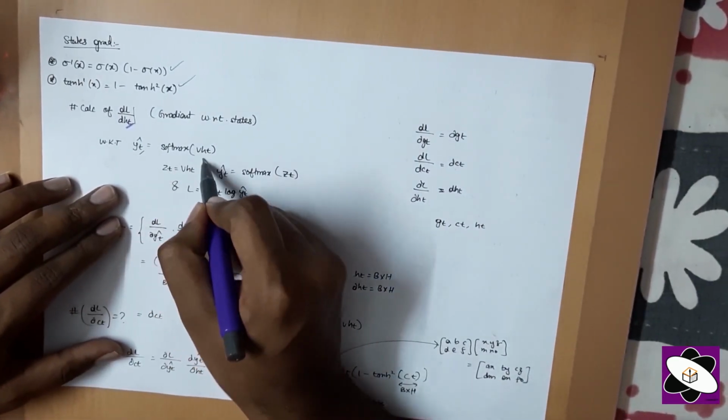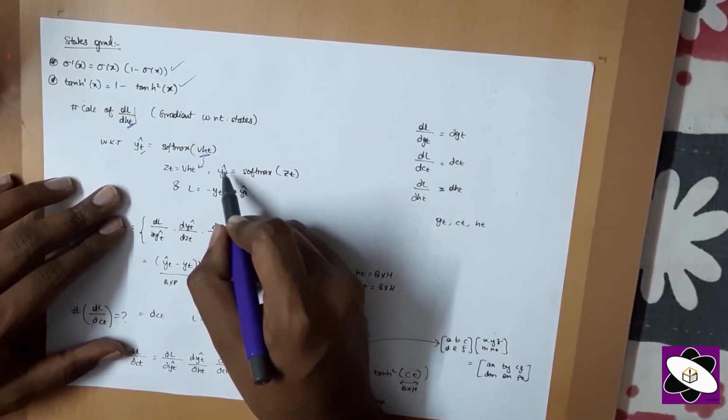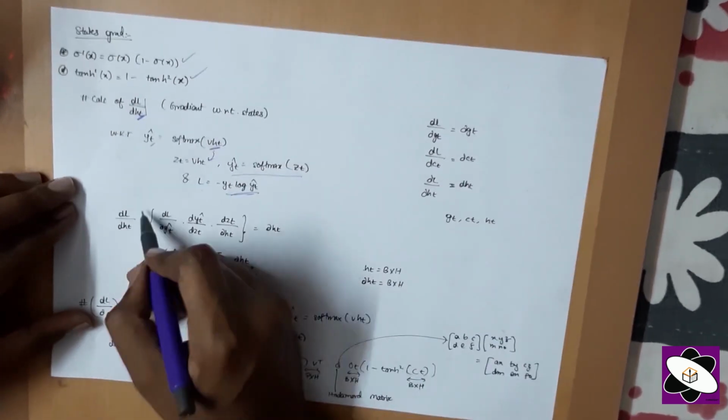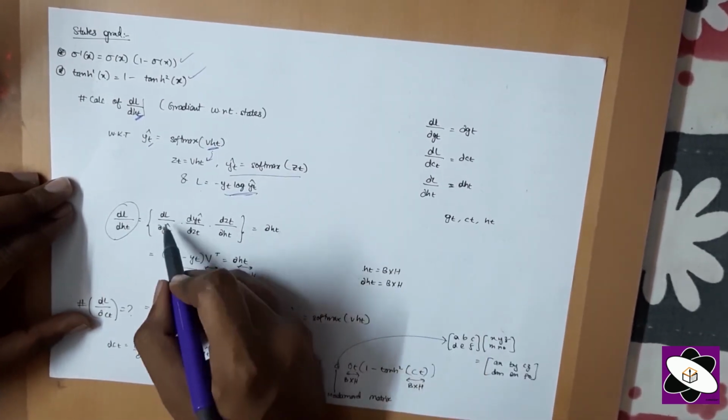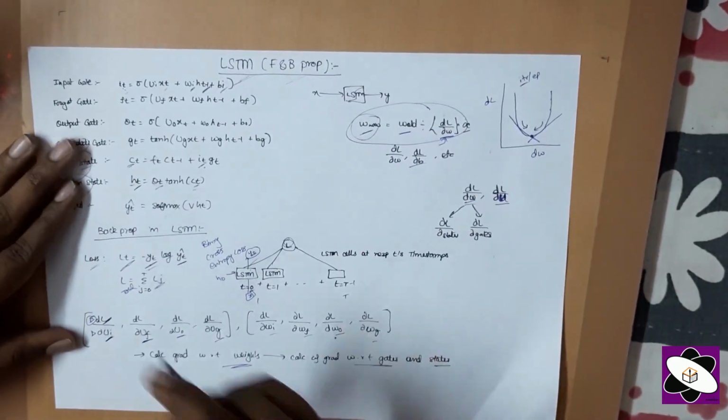YT is actually short for V HT. We can take this as Z, and so it changes to something like this, and the loss is this one, as you know, binary cross entropy loss. Now first we will find DL by DHT. That is nothing but DL by DYT, because back prop can start from the Y side.